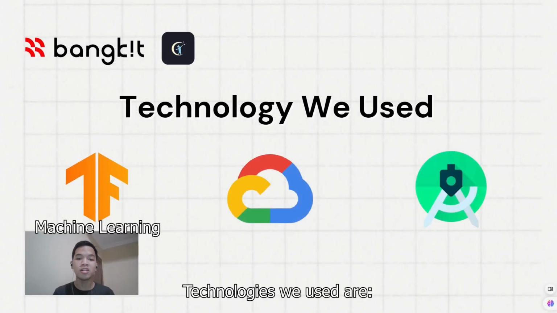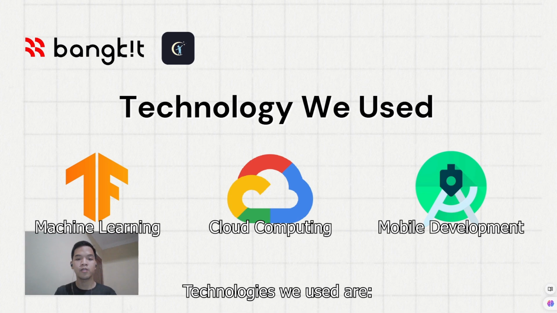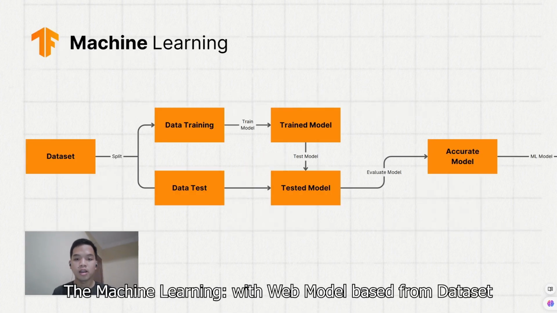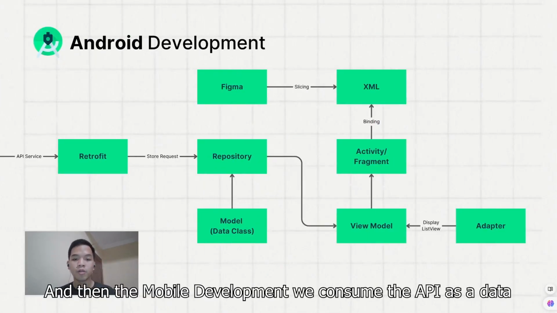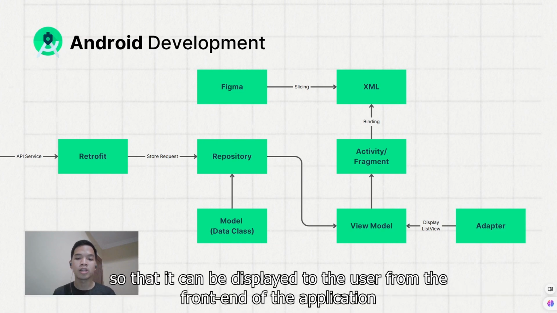The technologies we use are machine learning, cloud computing, and mobile development. The machine learning will create a model based on a dataset. The cloud computing will store the model and provide an API as the backend of the application. And then the mobile development will consume the API as data so that it can be displayed to the user from the front end of the application.